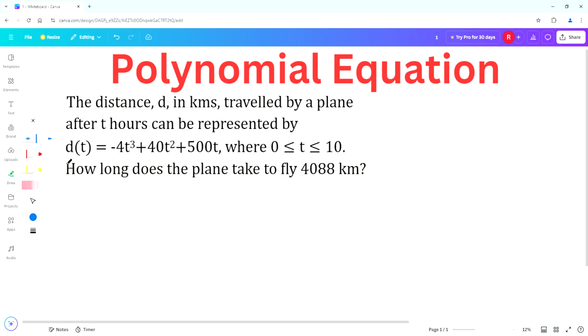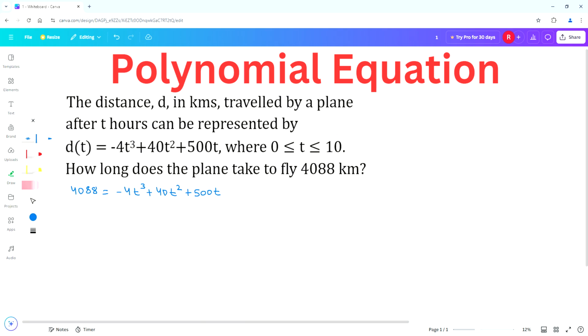We are given a function for distance d(t). The domain for this function is 0 to 10, and we have to find the time it takes the plane to fly 4088 kilometers. The first step is to sub in d(t) as 4088 in the given equation. We have to solve this equation.